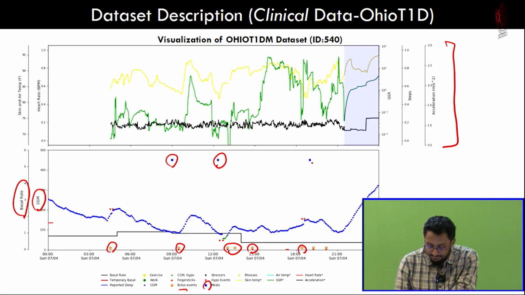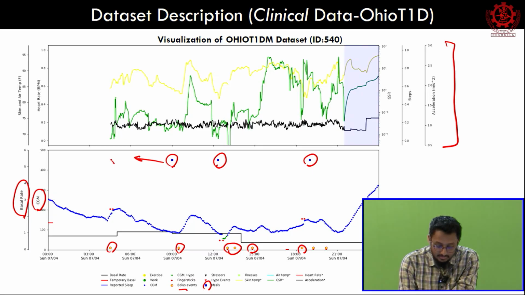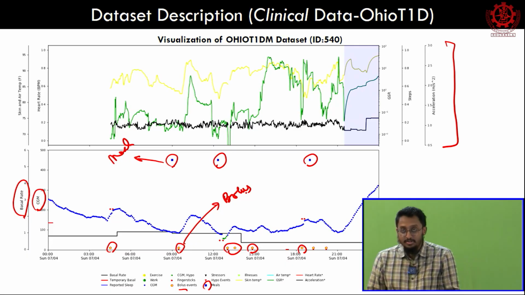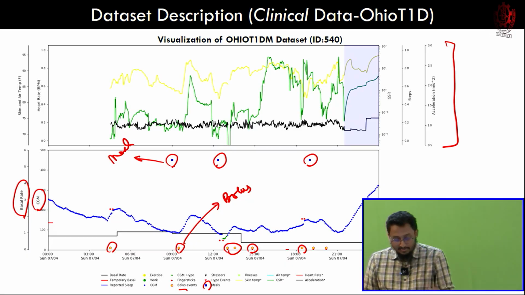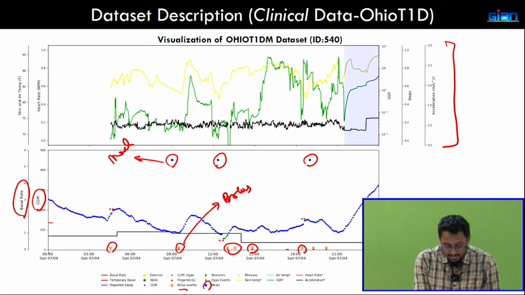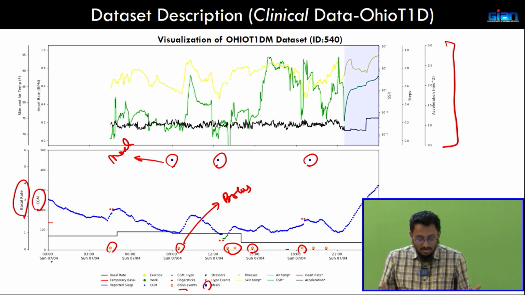So these are all meal events, and this is bolus insulin. As you can see, bolus insulin is discrete because it is taken. If you look at this x-axis, how many days does it show? It's for 1 day.